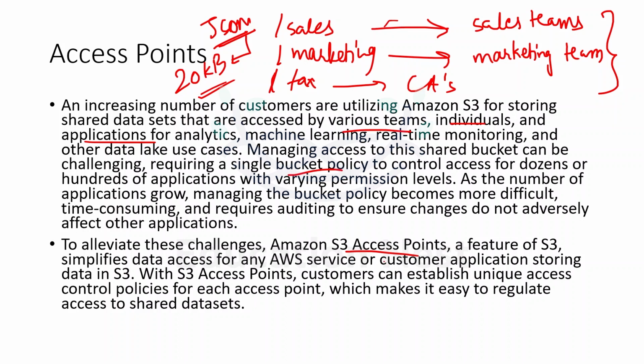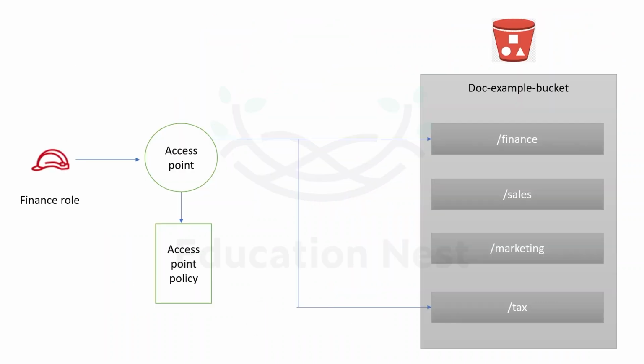This helps us simplify data access for any AWS service or customer application that is storing data in S3. We can have a unique access control policy for each access point. I can create one access point for the sales team, one for marketing data, and one for taxation data, all stored inside the same S3 bucket. This can be understood as creating different partitions. If we use one notebook for writing notes of many subjects, we fold a page and write the subject name there. The same thing can be thought of for access points as well. This is the diagrammatic way in which you can understand it.